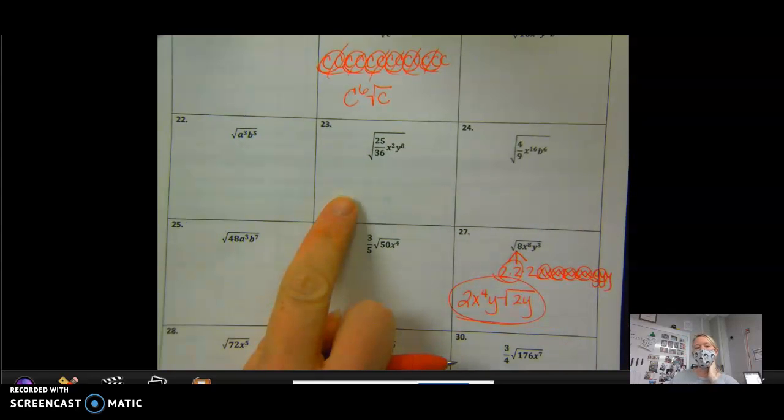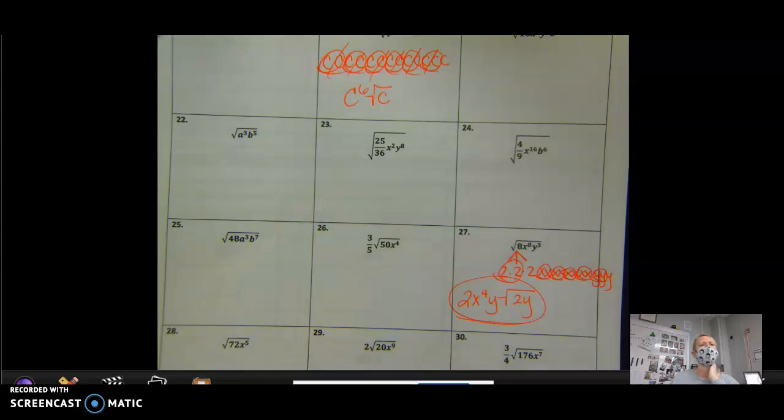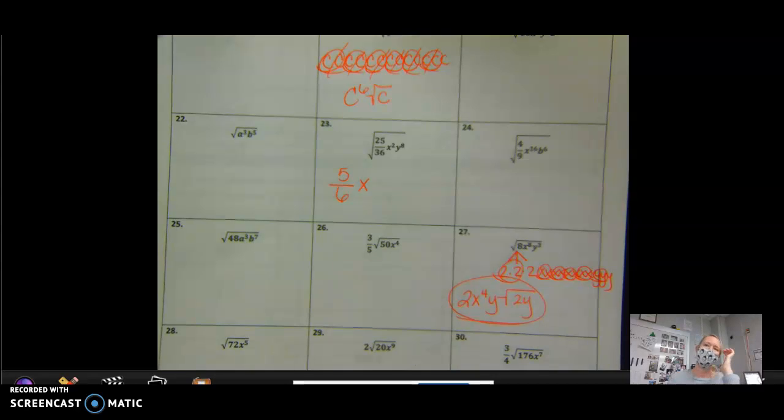23, look at 23. What is the square root of 5? What is the square root of 25? What is the square root of 36? X squared, square root of x squared is? Square root of y to the 8th is? Do I have anything left over in the radical? No. There's my answer.